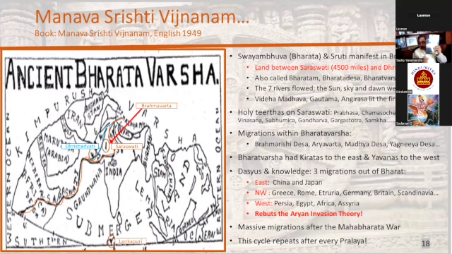I'm trying to summarize this into half a slide, but in those 2 slides, I'm trying to summarize this entire book called Brahmanda Srishti Vijnanam, as well as this book called Manava Srishti Vijnanam. And this talks about the migrations, and it's hard to give more detail than this. I'm trying to give you a flavor of the kind of research that's done and the books that he has written based on that research. So for the interested reader, I would strongly recommend that you read these books, and that would probably answer most of your questions.